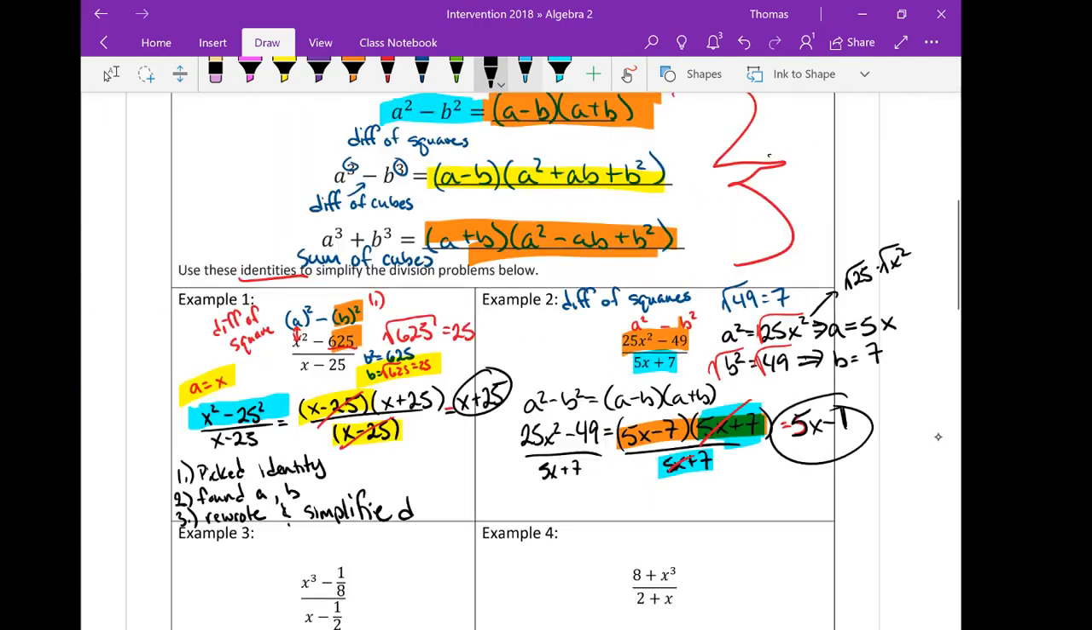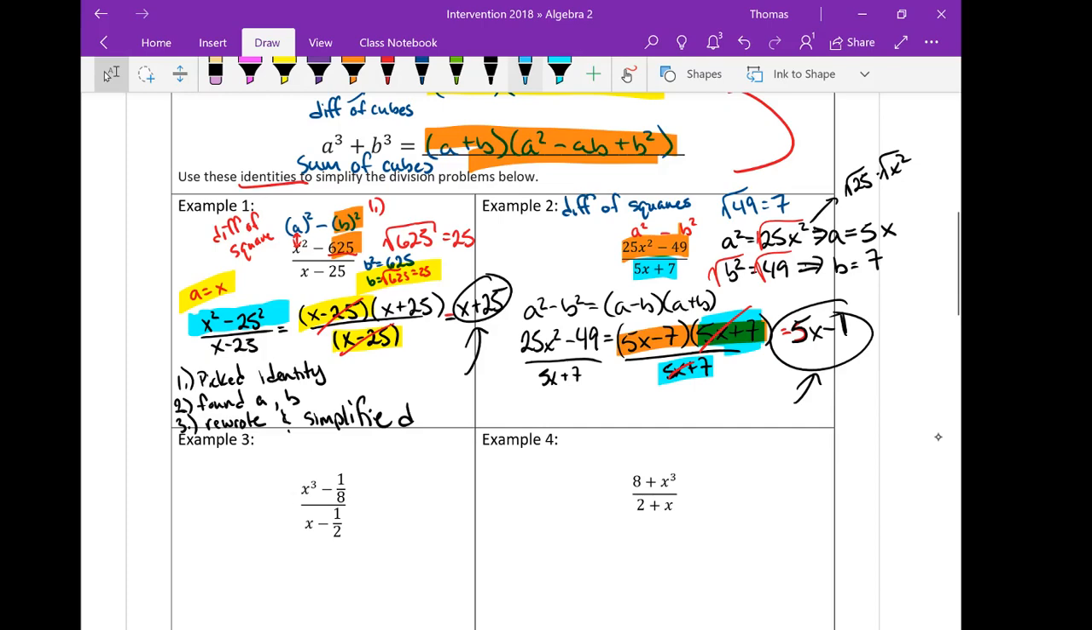So let's look at what we've done here. In these first two examples, we identified our identity, we rewrote it and simplified, and we got the quotient, the result of dividing these two, without having to do our reverse tabular method, which remember is a lot of steps.